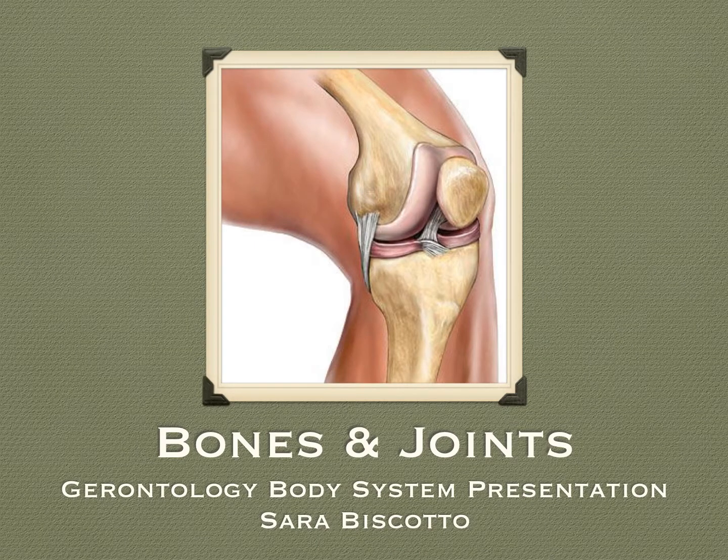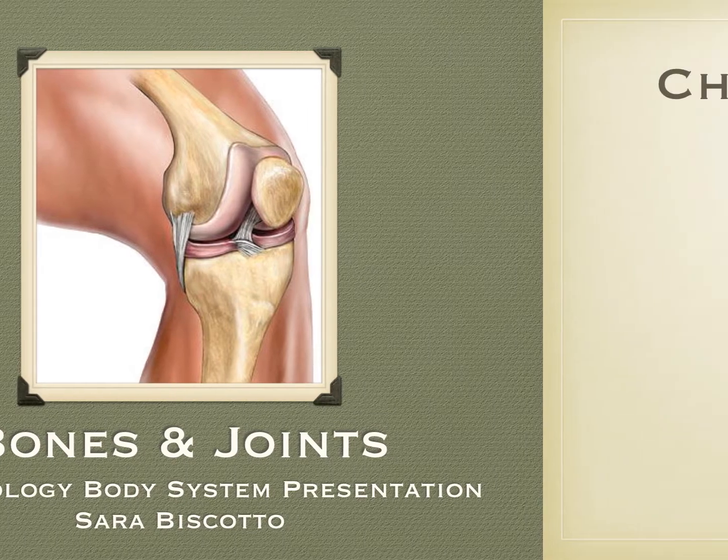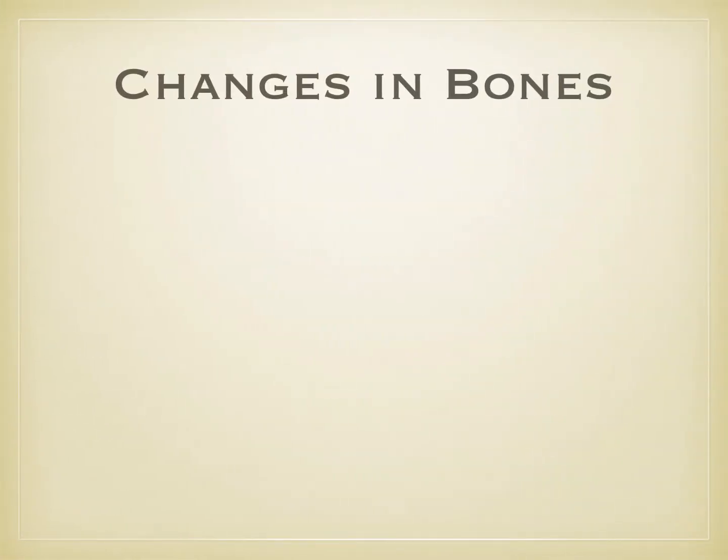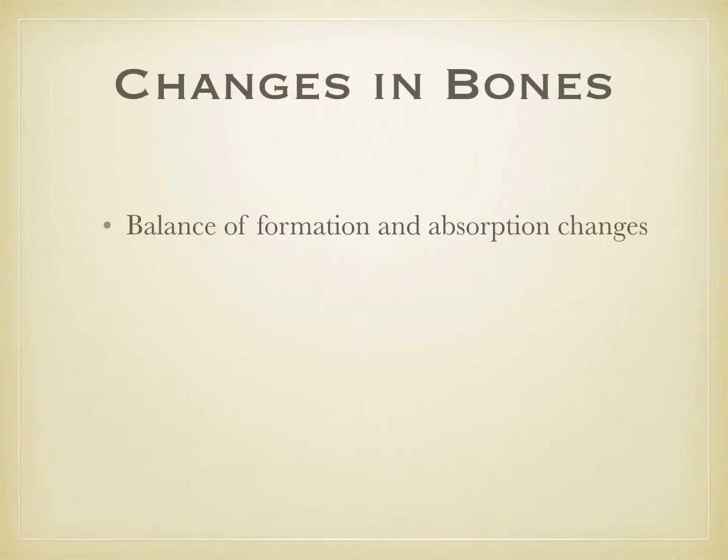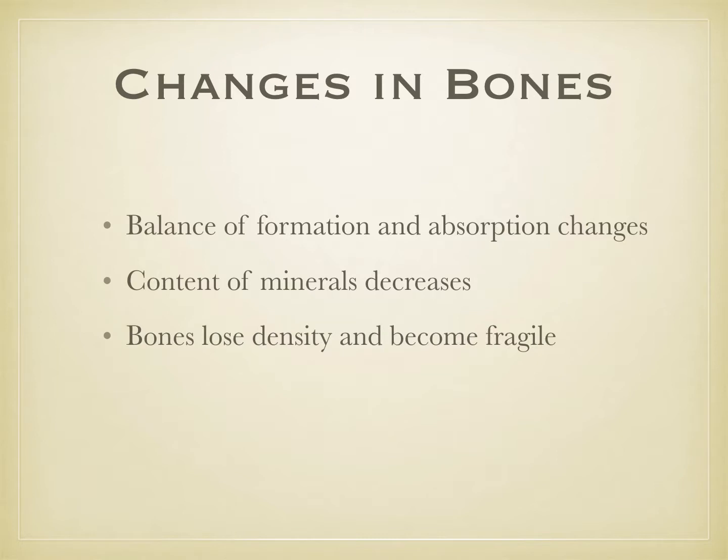I am doing my presentation over the bones and joints. In geriatric patients, the balance of formation and absorption changes as osteoclasts break down more bone than osteoblasts are replacing. As this happens, the content of minerals decreases and bones lose their density and become fragile.